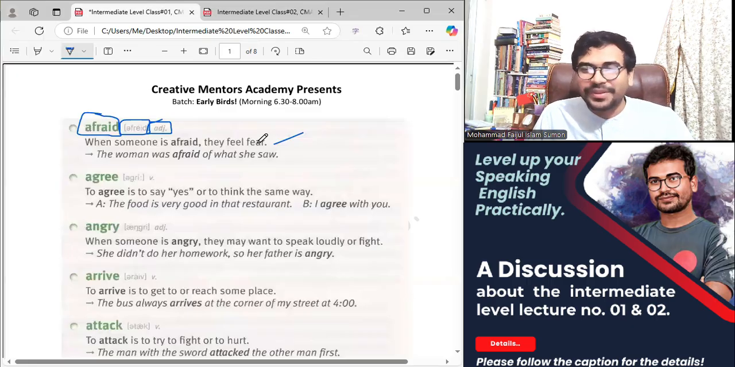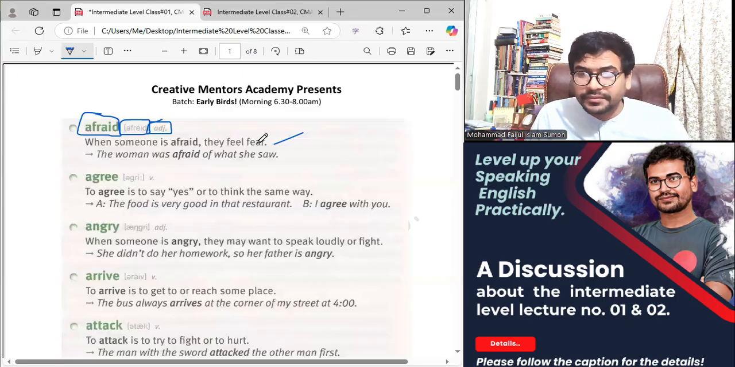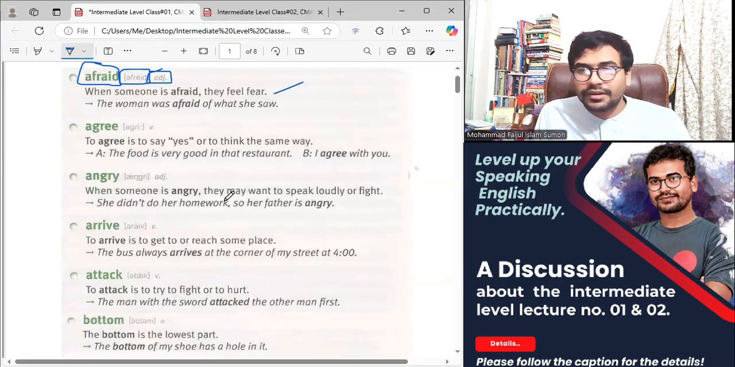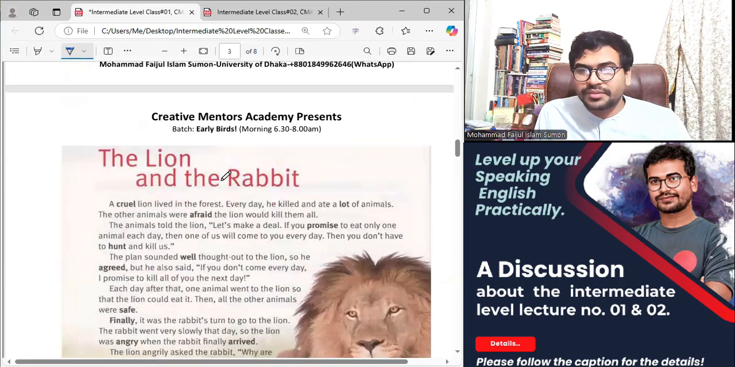Okay, so try to use this word from another perspective, or for another purpose. And agree. Like afraid, how I have used it, try to use agree, angry. Okay, I'm not going to describe more about the vocabulary and the description. So let's move on to the next segment.